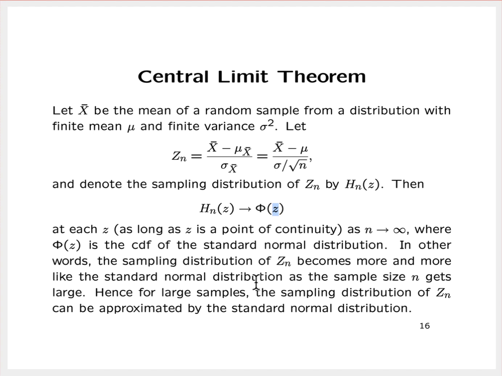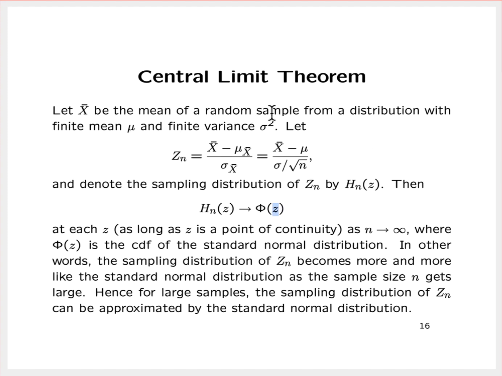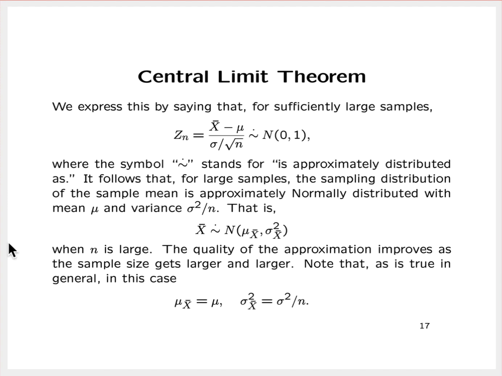So in other words, the sampling distribution of Z sub n becomes more and more like the standard normal distribution as the sample size n gets large. And so for large samples, the sampling distribution of Z sub n can be approximated by the standard normal distribution. Now, that is a more detailed and a bit more formal explanation of what the central limit theorem is telling us.